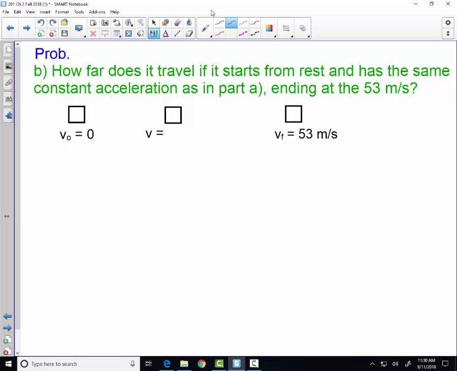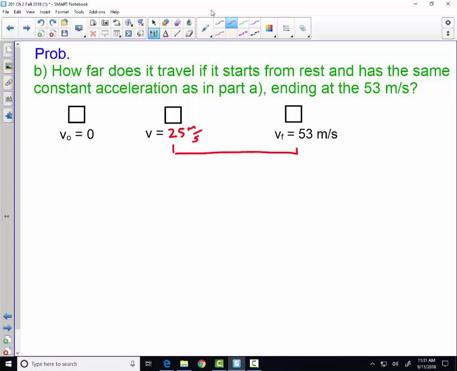How far does it travel, talking about the dragster, if it starts from rest and has the same constant acceleration as in part A, ending at the 53 meters per second? So what we're really saying here is part A is dealing with the dragster when it got to a certain velocity from rest. So right here where I've got v equals nothing here, I'm just going to put the 25 here. So my other part A dealt with this part of the problem.